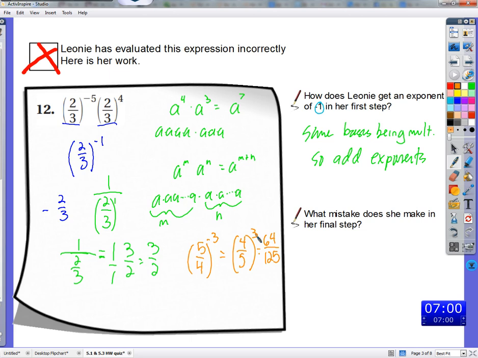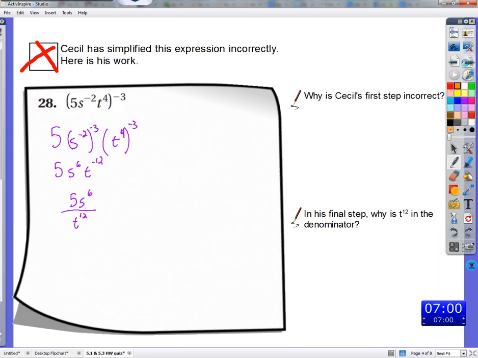The number being positive or negative, the positiveness or negativeness of the number. So Cecil is working this out. His first step is here. I want you to write with your pens and pencils, or maybe just one or the other, you don't have to use both. What is wrong with that first step? Write it down.